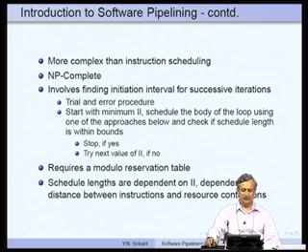So, what does it involve? It involves finding the initiation interval for successive iterations. What is the initiation interval? I already mentioned this. It is the number of cycles after which we start the next iteration. So, it is not necessarily as many cycles as the body of the loop. And finding the II, the initiation interval, is a trial and error procedure. We start with the minimum initiation interval, we will see how to compute this later. Schedule the body of the loop using one of the approaches below, and then check if the schedule length is within the bounds, that is 0 to II minus 1.